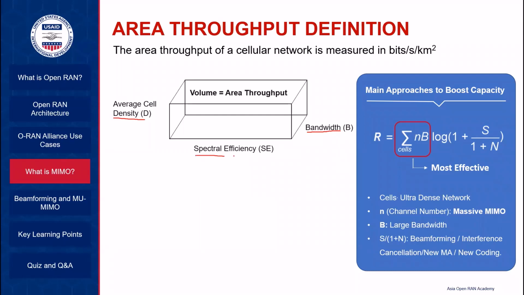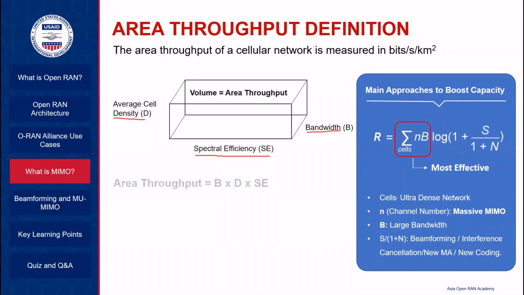And of course, spectral efficiency. Spectral efficiency is the use of our spectrum: how many bits per second per hertz can we transmit? We increase spectral efficiency using modulation techniques. For example, with QPSK we can transmit 2 bits per hertz, with 16 QAM we can transmit 4 bits, and with 64 QAM we can transmit 6 bits. That's what spectral efficiency is doing.